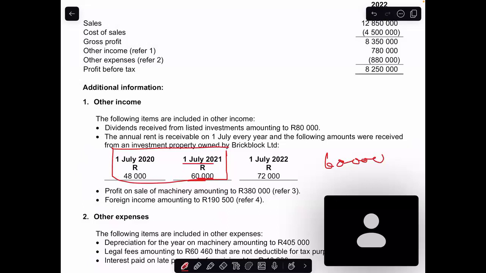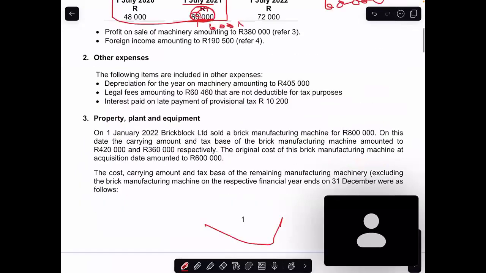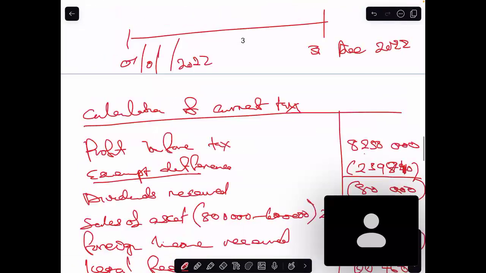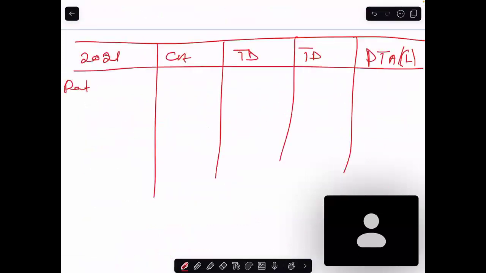So in 2021, we received 60,000 on 1 July, which is for 12 months. What is for 2021 is only half of this. 60,000 times 6/12. And income received in advance again is for 6 months. So we have income received in advance of how much? 30,000. Or one can come here and say income received in advance or rent received in advance. How much?